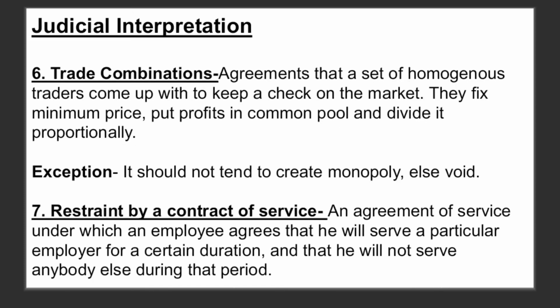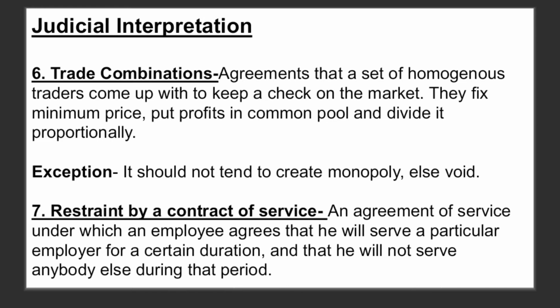Now let us look at the third set of exceptions, that is judicial interpretation. So under judicial interpretation, the first one is trade combination. So what is a trade combination? Sometimes the traders or manufacturers combine together to eliminate competition as between themselves, and they make agreements fixing minimum price, regulating the supply of goods and putting profits in a common pool and dividing the same amongst themselves.